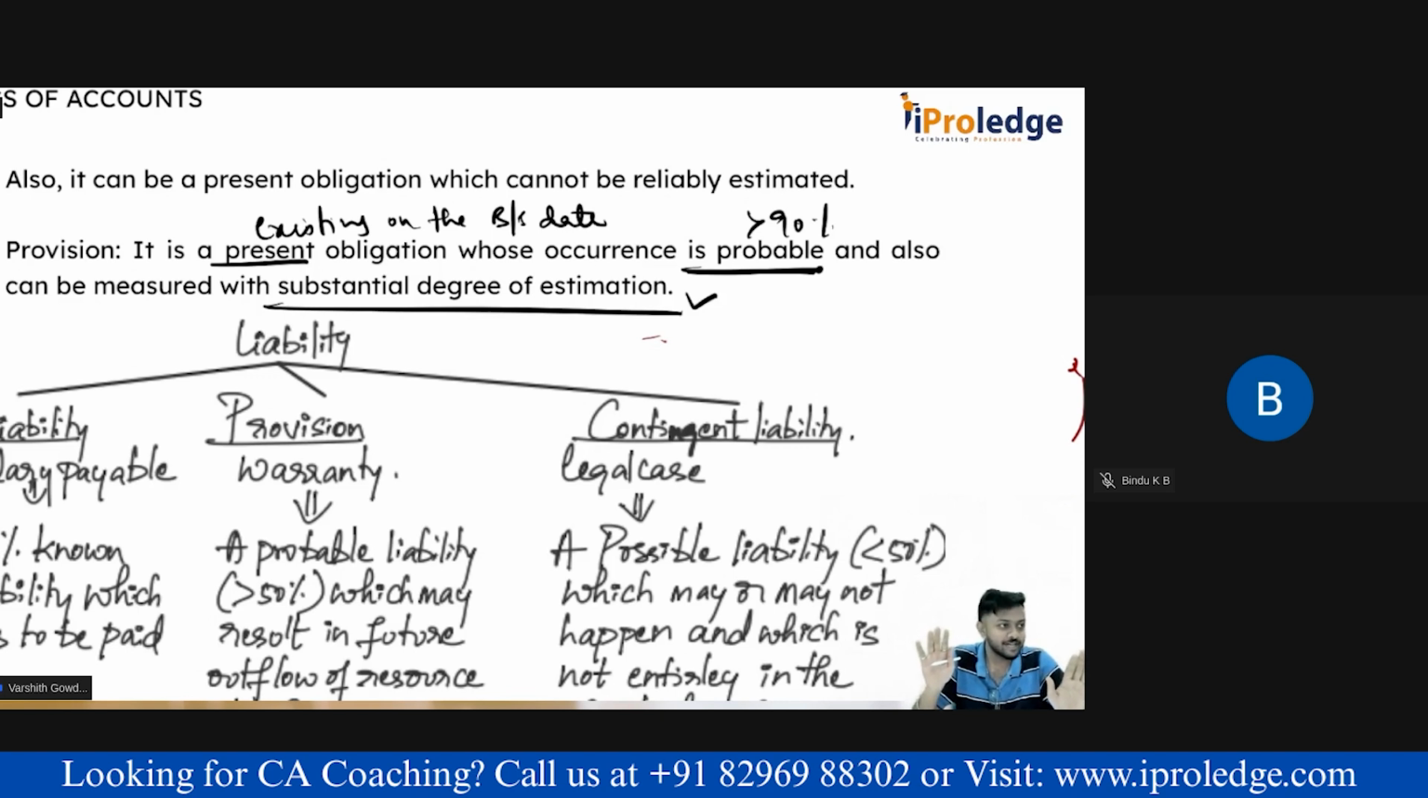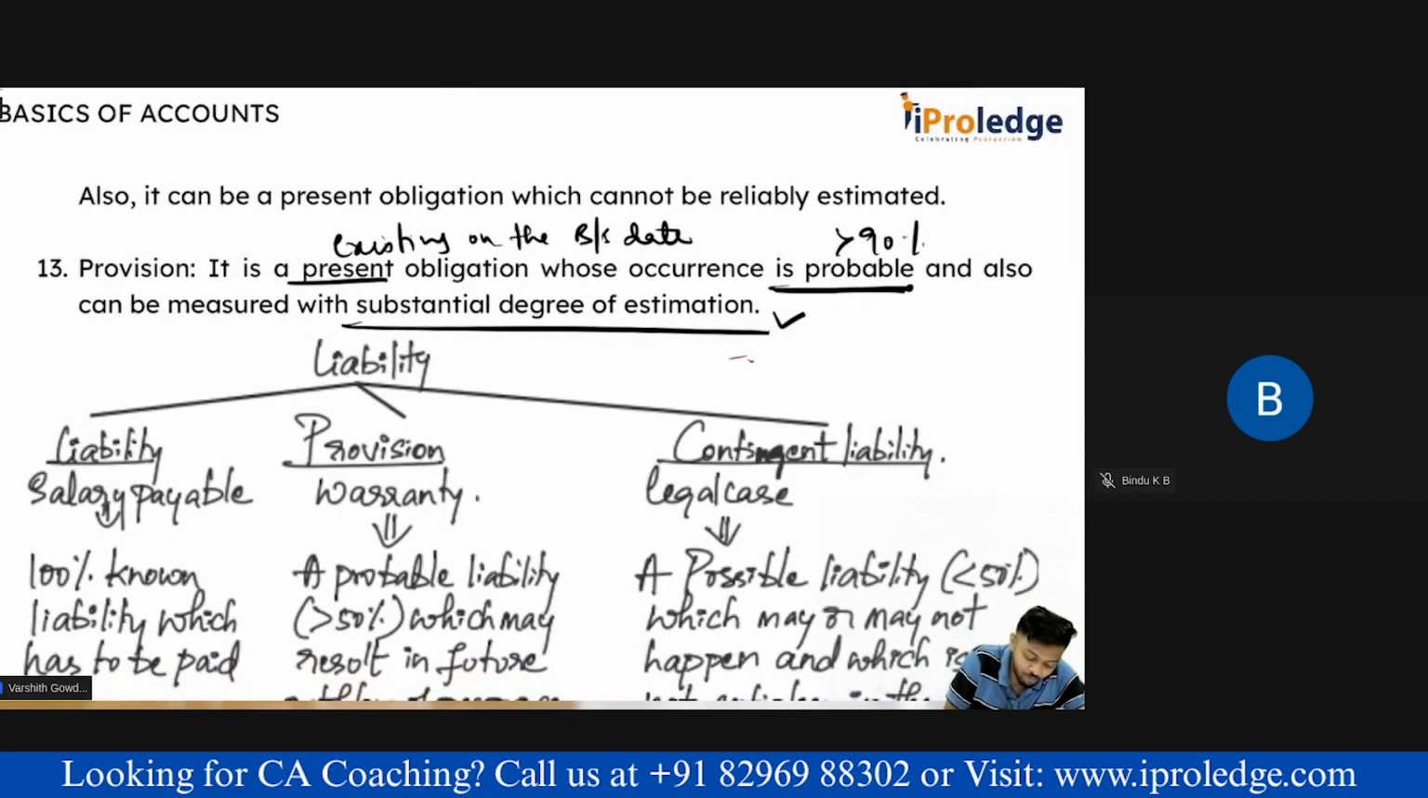Then something which cannot be properly estimated at all. We cannot estimate. There is a liability which cannot be reliably estimated. What does it become? Exactly. If you see, contingent liability had one more line. A present obligation which cannot be reliably estimated becomes a contingent liability. A present obligation which can be reliably estimated becomes provision. A liability which we already know the number, that is called liability.